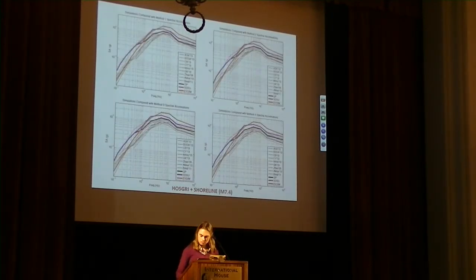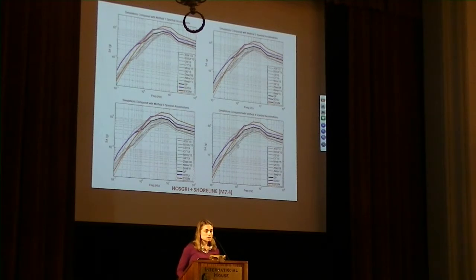Okay, so this figure shows how the simulations compare with each of the different GMPEs for those 4 different methods. Here we have the results of the GMPEs in gray for method 1. We have the results of the GMPEs using method 2 in this plot. This is method 3, and this is method 4.